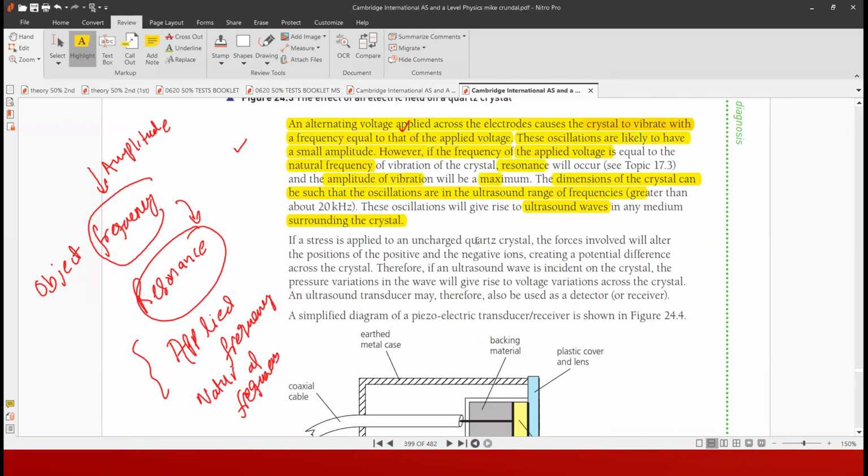If a stress is applied to an uncharged quartz crystal, the force, now here comes how the receiving will happen. You know that when the ultrasound machine is pressed upon your body, because of that stress comes onto the piezoelectric crystal. The force involved will alter the position of the positive and the negative ions, creating a potential difference across the crystal. Therefore, if an ultrasound wave is incident on the crystal, the pressure variation in the wave will give rise to a voltage variation across the crystal, which will be seen on the oscilloscope attached to the ultrasound device.